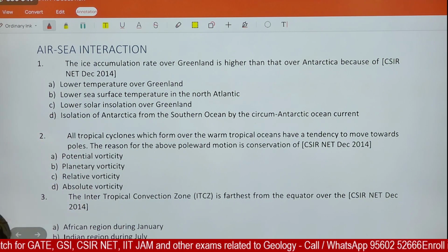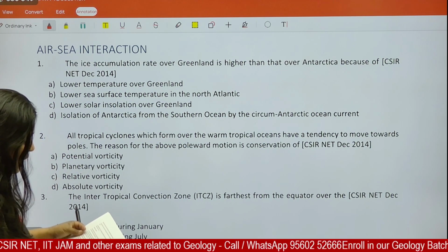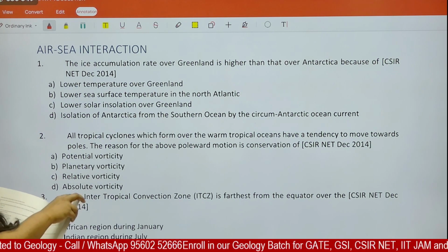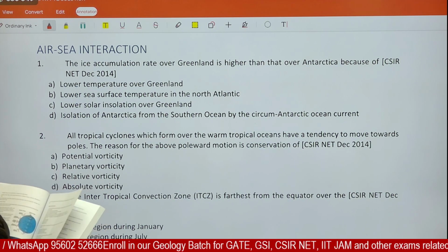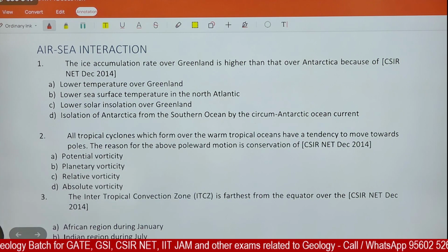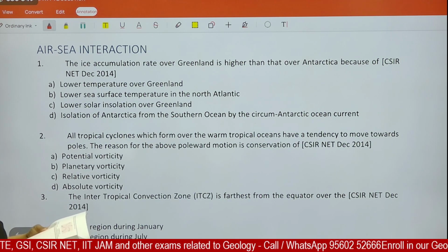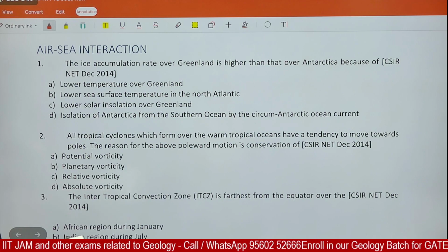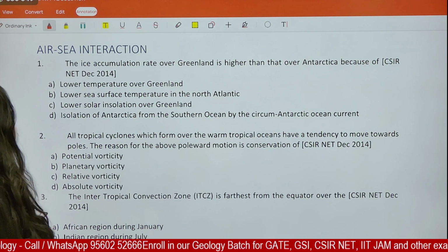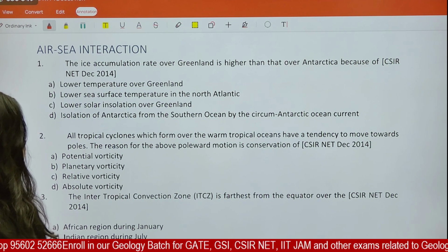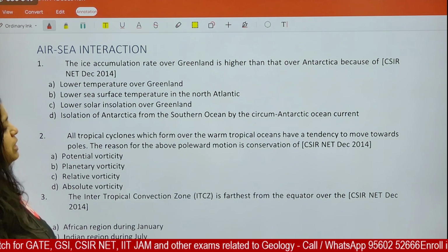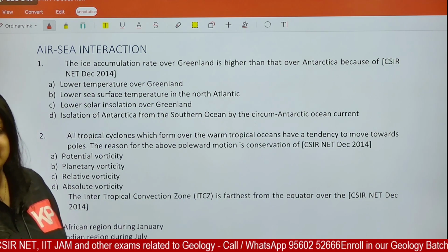The ice accumulation rate over Greenland is higher than that over Antarctica because of what? This is a December 2014 question. The options are: lower temperature over Greenland, lower sea surface temperature in the North Atlantic, lower solar insolation over Greenland, and isolation of Antarctica from the Southern Ocean by the circumantarctic ocean current. Yes, that is the correct option.